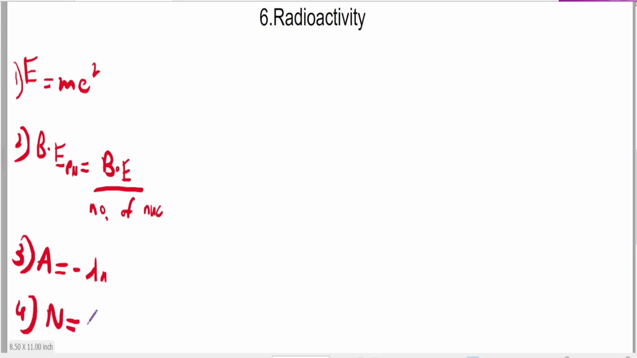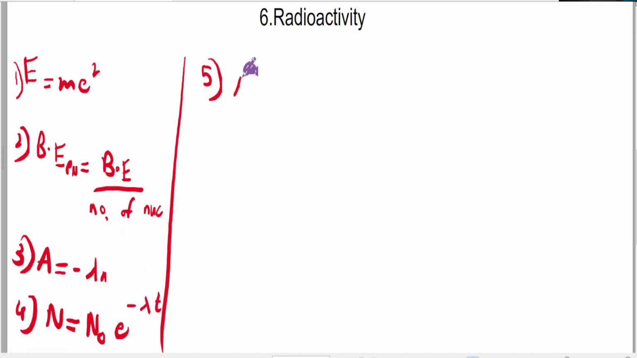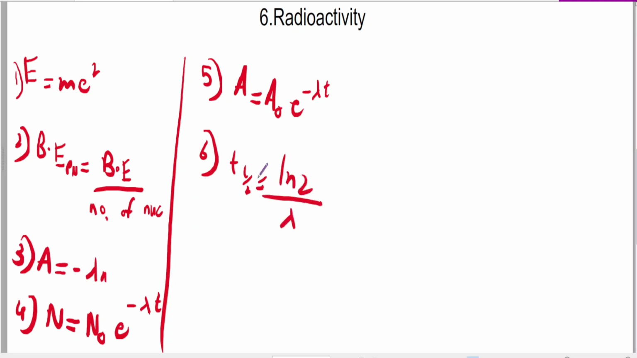Number of molecules equals N naught, where N naught is the initial number of molecules, into e raised to power negative decay constant into the time. Similarly, activity equals initial activity into e raised to power negative decay constant into the time taken. Now, half-life equals ln 2 over decay constant. And finally, decay constant is the change in number of molecules over the final number of molecules into the change in total time.